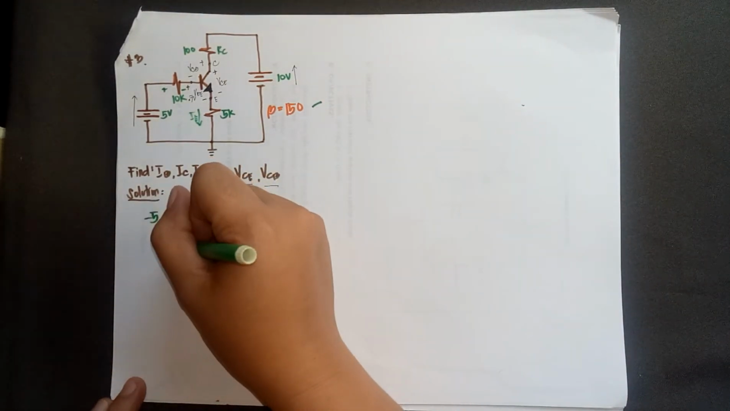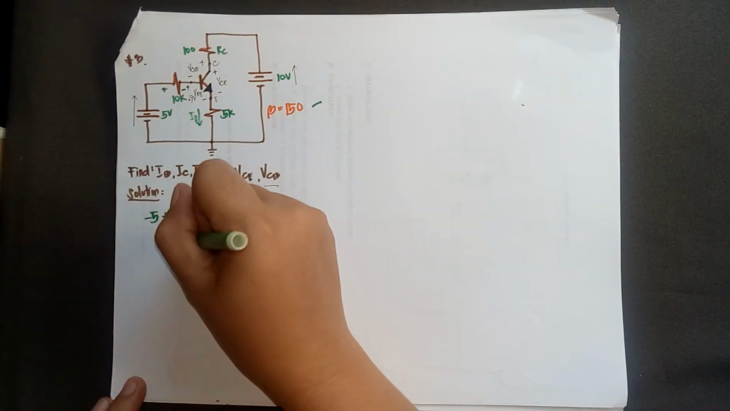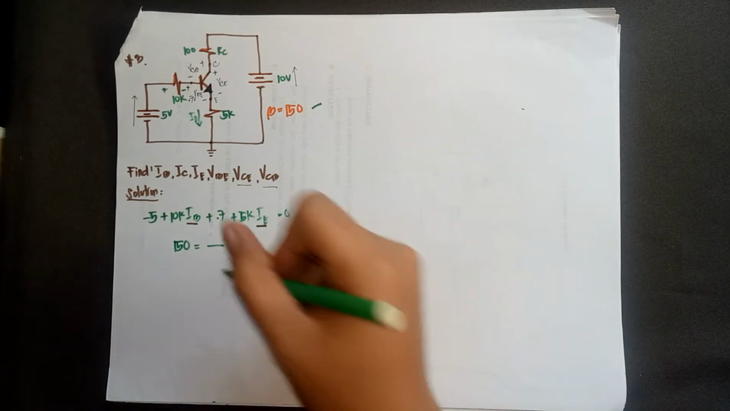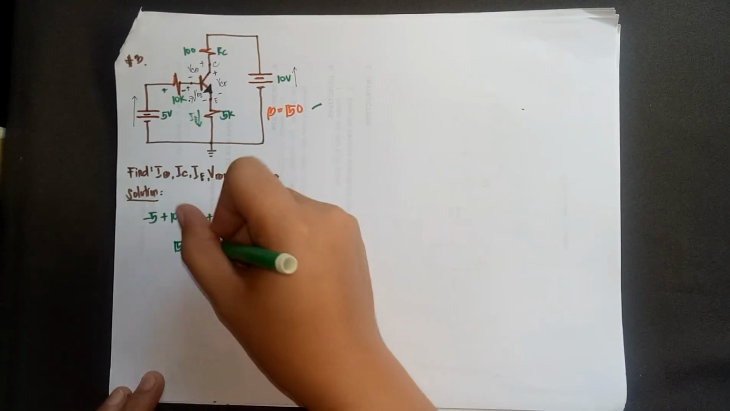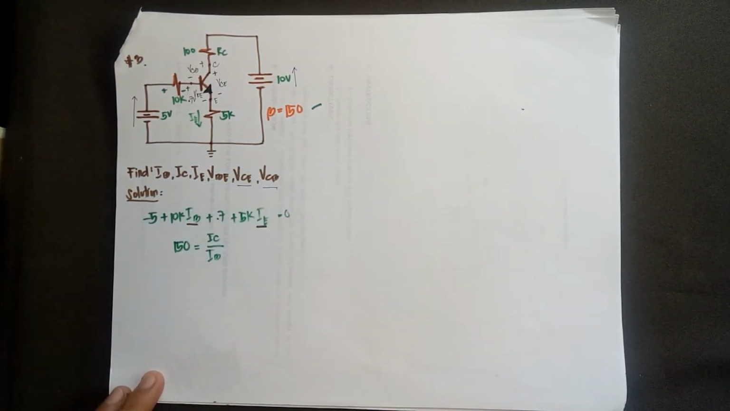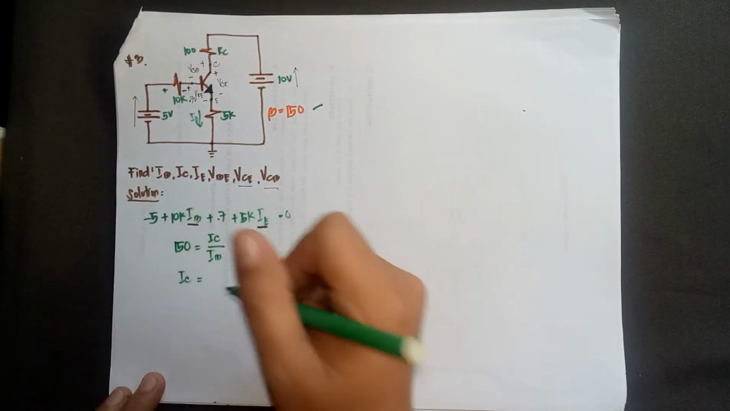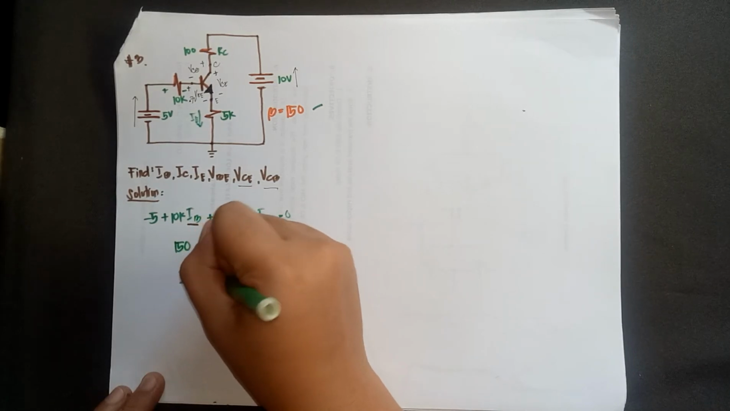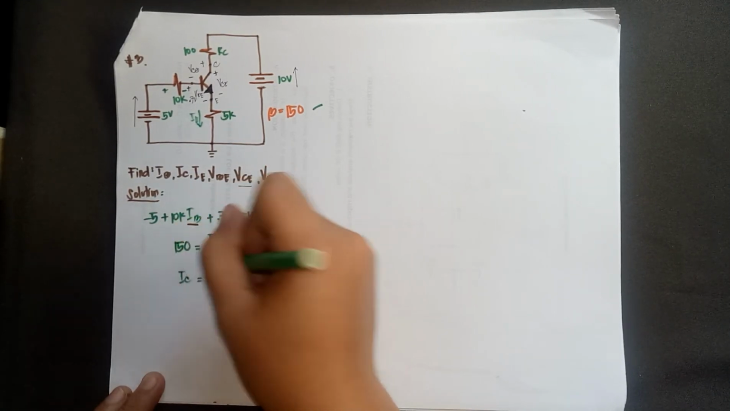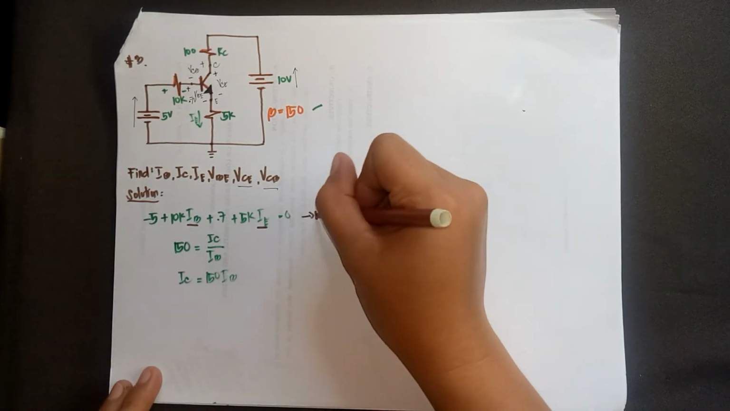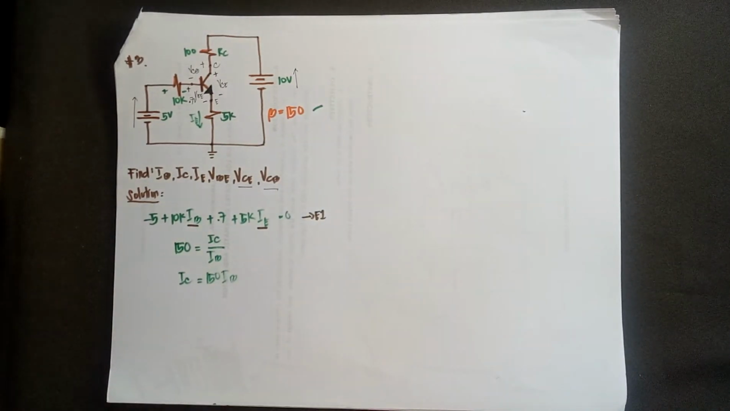So, take note na binigyan niya tayo ng beta. This would help. So, we have beta, which is 150. So, meron tayong 150 is equal to, ano nga yung formula ng beta? Beta is equal to IC over IB. Alright? Now, that gives us an IC, which is equal to 150 IB. Okay. So, nakatulong ba to? By the way, this is our equation 1. Nakatulong ba to? Probably not.